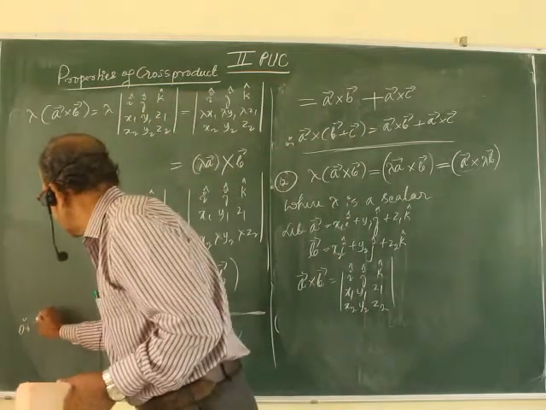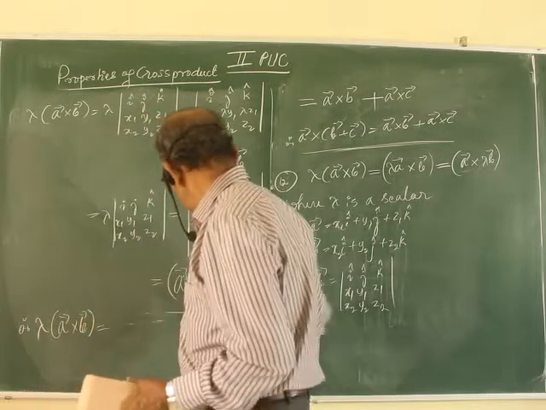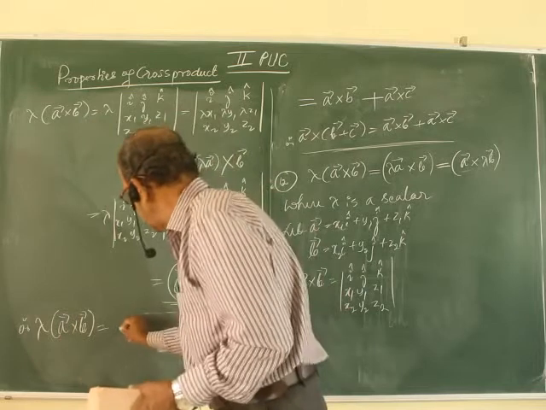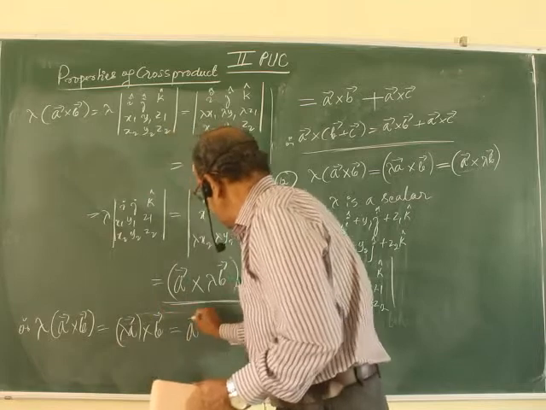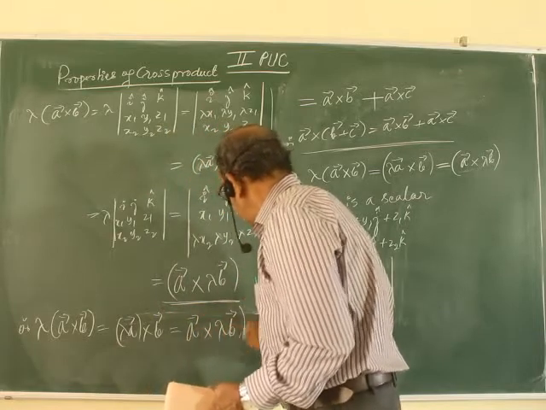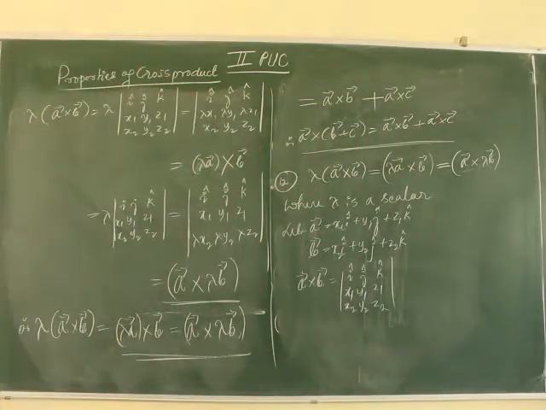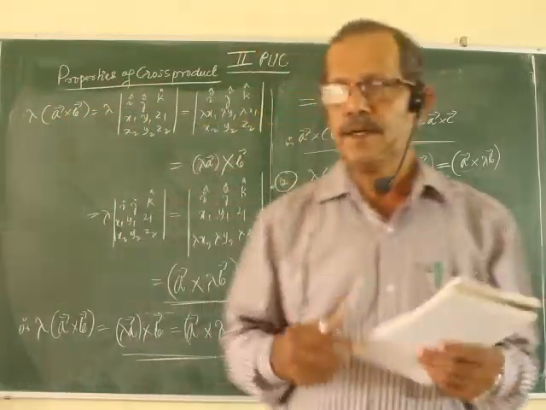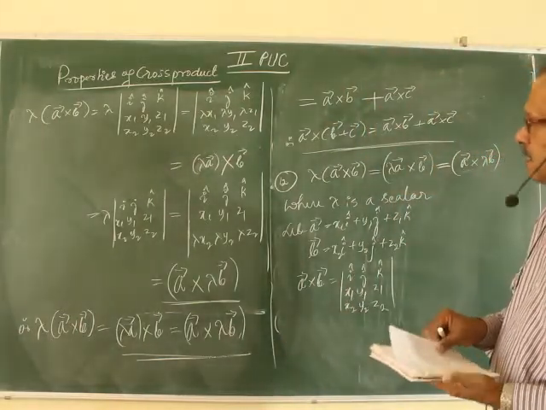Therefore, let me write once again the conclusion. Lambda A cross B equals lambda A cross B, or A cross lambda B, one and the same, no change. These are very, very important properties in vectors. Important topics in vectors. Write all the properties together.